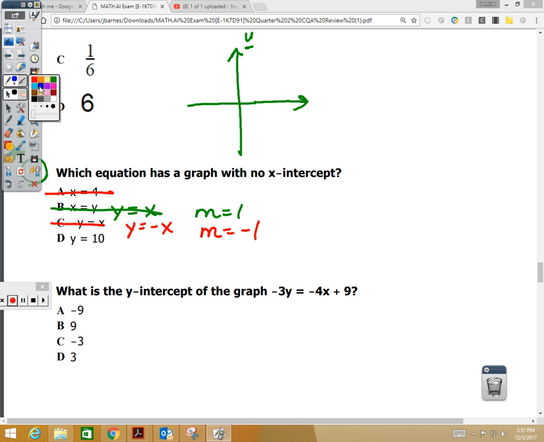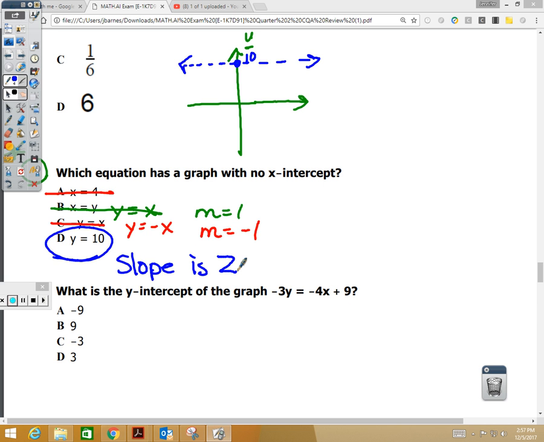And here we have, I bet you know what it's going to be now, y equals 10. That means that it's crossing the y-axis at the 10, and it's going to go straight across. It's never going to cross that x-intercept. So for number, what number am I on? 9? Thank you. For number 9, which equation in the graph has no x-intercept? It's D, when it's just y equals something. Okay? Because slope is 0. Slope is 0.